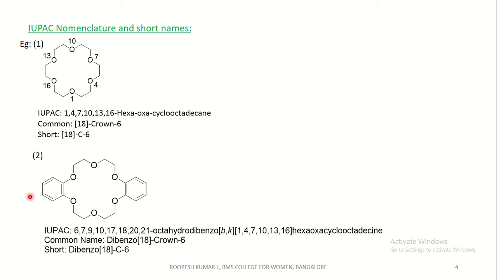Coming to the second example, as we can see, this is dibenzo 18 crown 6. This is the IUPAC name, and this is the common name as I said, and this is the short form, dibenzo 18C6. Sometimes it is also written as DB18C6.